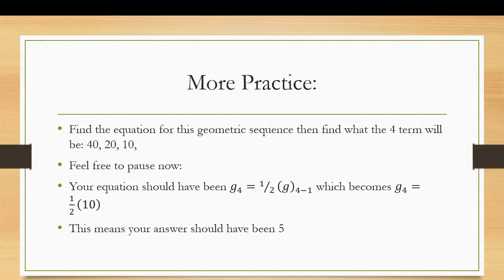We are back, and the equation you should have had was g sub 4 equals half g sub 4 minus 1, which becomes g sub 4 equals half of 10. Now you can either use the 1 over 2 or you can use 5/10. Really, both of them mean that you are dividing by 2. And this means that your answer should have been 5.